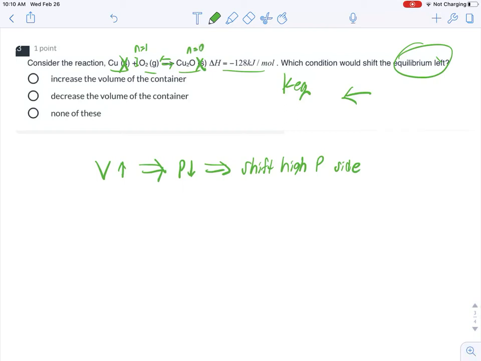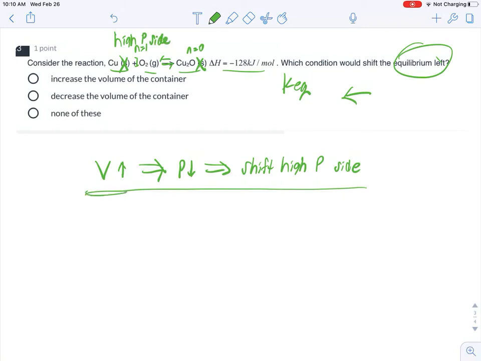N is just a variable that we use to describe the total number of moles of gas on either the left or the right. And you can see how the left is the high pressure side because the number of moles of a gas are higher. Okay, so this is the high pressure side. So that turns out to be the correct answer.